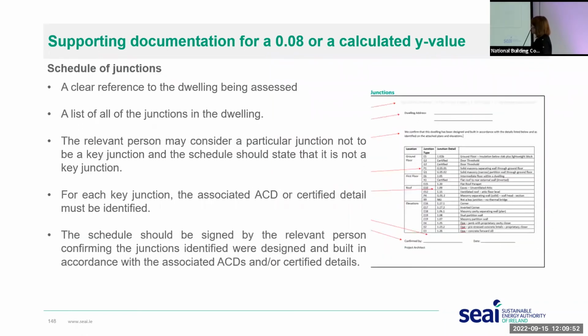There should be a schedule of junctions with a clear reference for the dwelling being assessed, listing the junctions in the dwelling. The relevant person may consider a particular junction not to be a key junction, and the schedule should state that it's not a key junction. For each key junction, the associated ACD or certified detail must be identified, and the schedule should be signed by the relevant person, confirming that the junctions were designed and built in accordance with the ACDs or certified details.